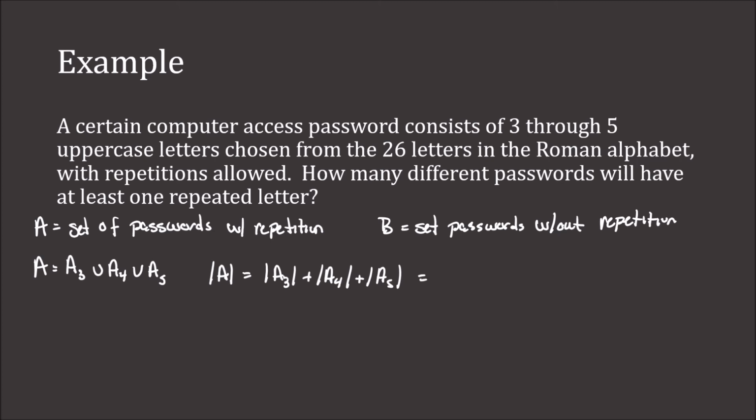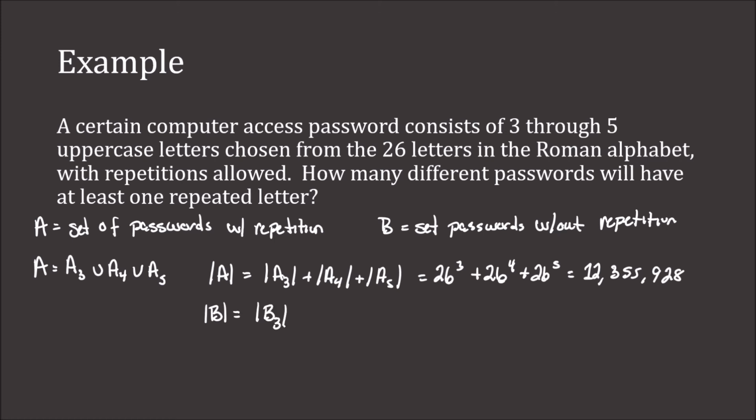To find the number of elements in A3, this is the multiplication rule, right? You have 3 letters you have to choose, and there's 26 choices for each one. So that would be 26 cubed. Likewise, you'd have 26 to the 4th, plus, sorry, this is additional, right? Plus 26 to the 5th. And if you do this out, we get 12,355,928. So this is how many passwords are possible with repetition. We can do a similar argument for B.